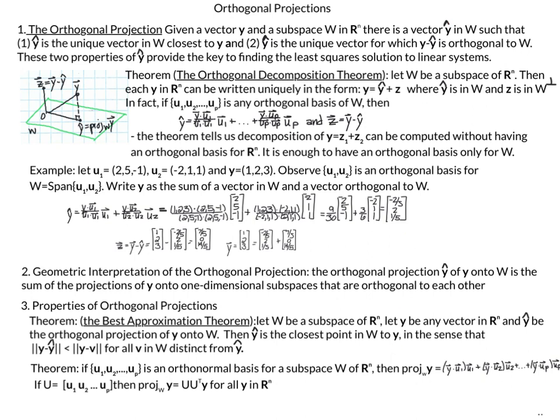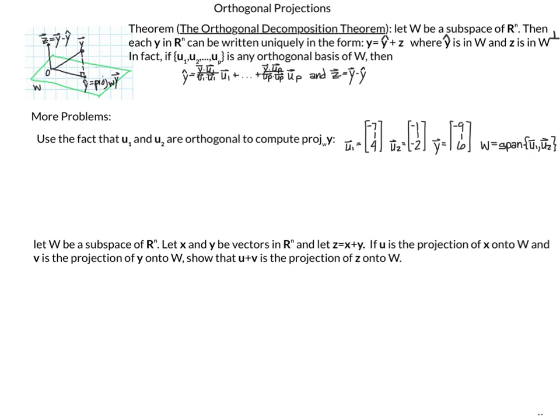I do have a couple more problems for you, but I'm going to suggest that before you look at the solution, you pause the video and give the problems a try. The first problem is to use the fact that u1 and u2 are orthogonal to compute the projection of y on W, where u1 is equal to -7, 1, 4, u2 is equal to -1, 1, -2, and y is equal to -9, 1, 6, and W is equal to the span of u1 and u2.